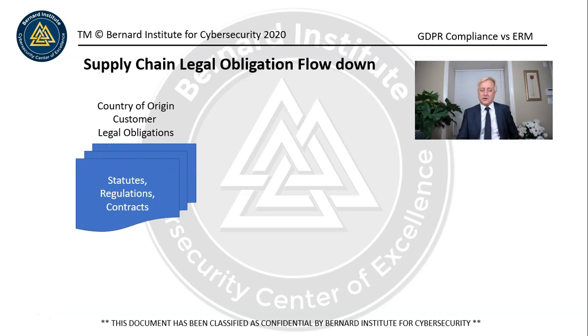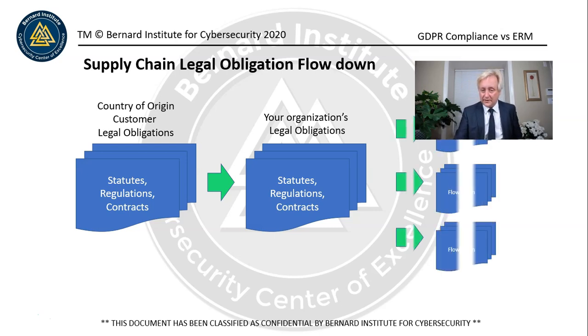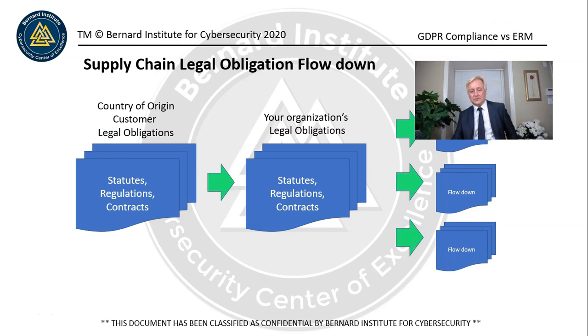Country of origin. So customer, legal obligations, statutes, regulations, and contracts. Country of origin is mentioned a lot in GDPR. This is important because where does the information come from? What person? What are the local laws that we have to apply? So we need to understand what their legal obligations are with regards to statutes, regulations, and contracts. And then we need to combine that with what our obligations are as an organization. So where are we located and what are we obligated to follow? And then we need to articulate that into our flow down clauses.